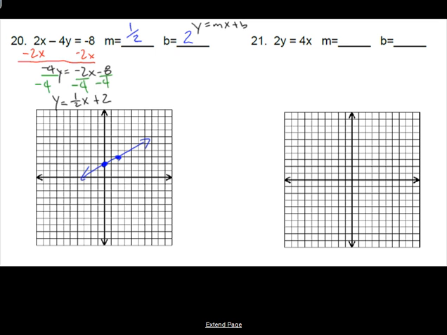Number 21, we must also get it into y equals mx plus b, so I'm going to just divide both sides by 2. So I have y is equal to 2x. My slope is going to be 2. My y-intercept is the number that's being added, but there's no number here, so it would be 0. This line goes through the origin. So I put a point at the origin. I rise 2 places and go 1 to the right. And I draw a line through the 2 points.